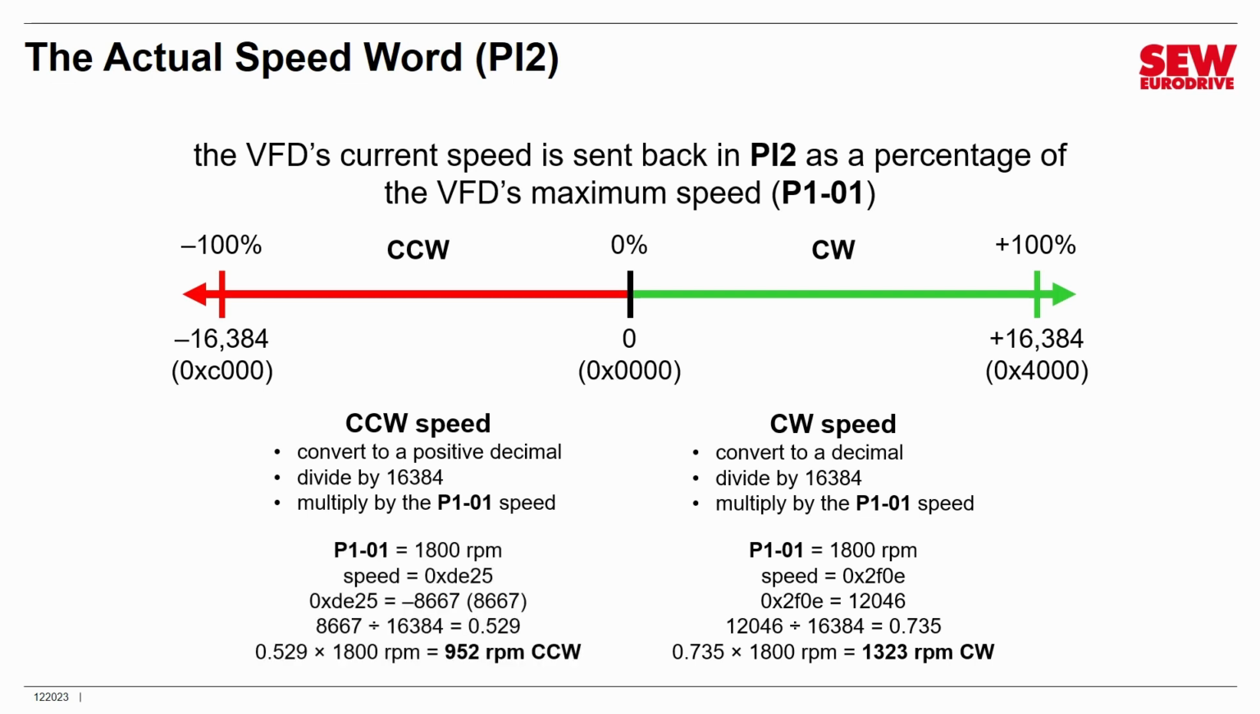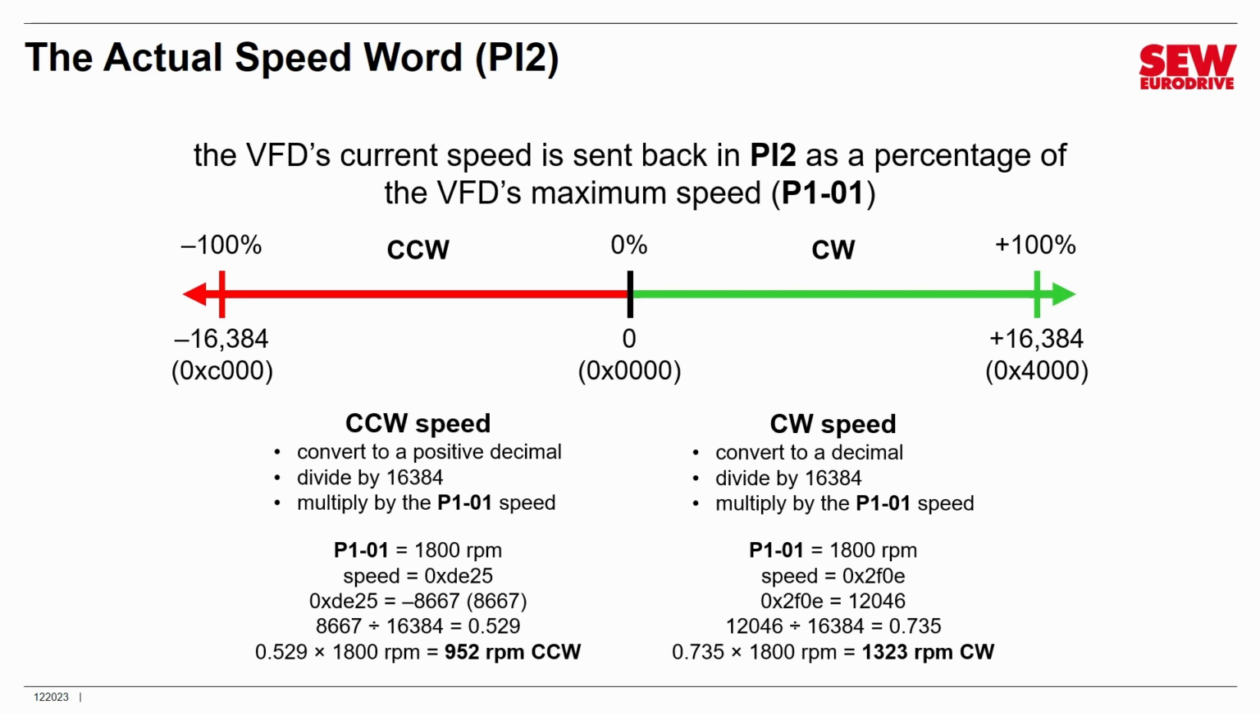Here's a counterclockwise example. Let's say DE25 comes back. You convert it to decimal and it is negative 8,667. That means it's rotating counterclockwise. You drop the minus sign, turn it into a positive decimal number. You take 8,667, divide by 16,384. It's 0.529, which is 52.9%. Multiply it by 1800 RPM, and you get 952 RPM in the counterclockwise direction.